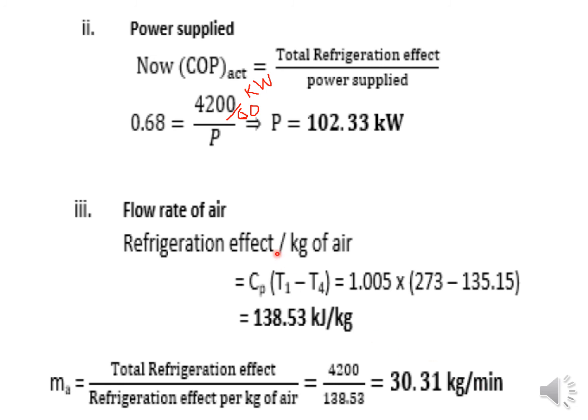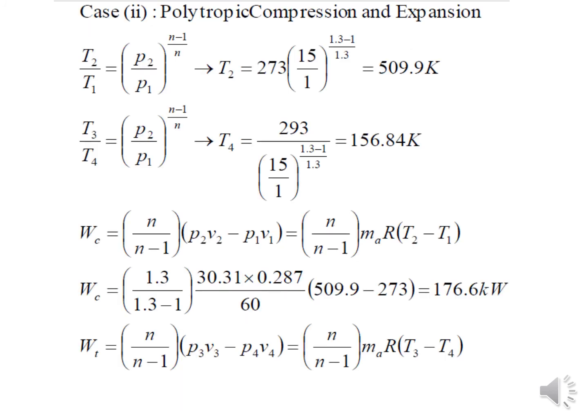But what we have used here is the isentropic process, that is, gamma we have used as 1.4. The same problem we will solve keeping N as 1.3 now, just reducing by 0.1. So case 2, see here, polytropic process, expansion and compression. Here P2, P1 are given, T2 I can find out using this formula, N is 1.3, we have substituted, 509.9 we got. T3 is 556.84 we got.